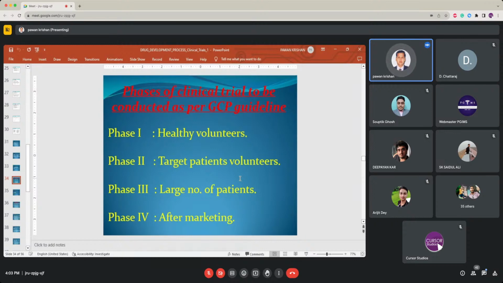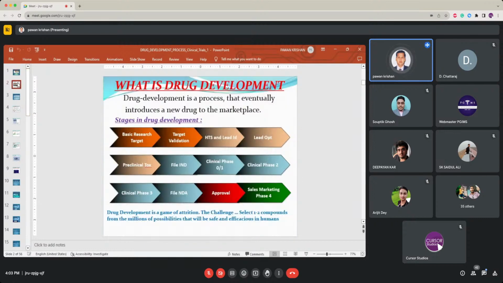So once the drug is established as safe and efficacious in phase 3, then you go for applying for an application called NDA. If you remember the first slide, the filing of NDA. So filing IND, and filing NDA after phase 3.